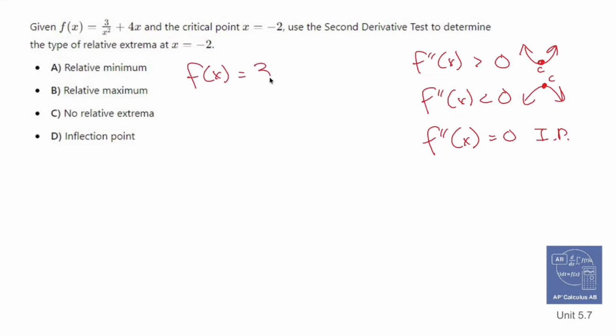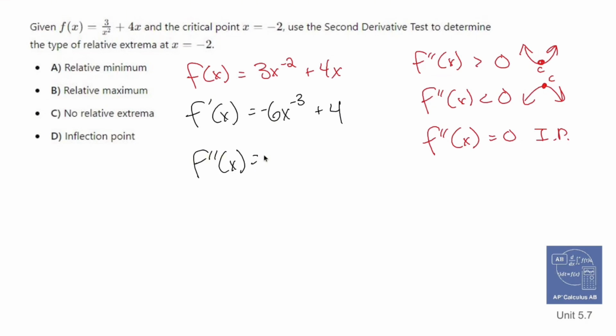I'm going to turn 3 over x squared into 3x to the negative 2, and then add 4x, and then take the derivative of that guy. So f prime of x is going to be negative 6x to the negative third plus 4. F double prime of x is going to be negative 6 times negative 3, which is positive 18. That was a close one. Positive 18 x to the negative 4 plus nothing. So if I care about negative 2, then let me rewrite this. F double prime of x equals 18 over x to the fourth.